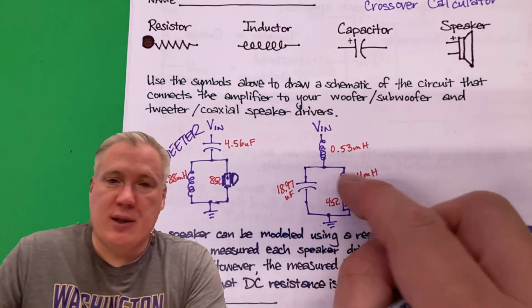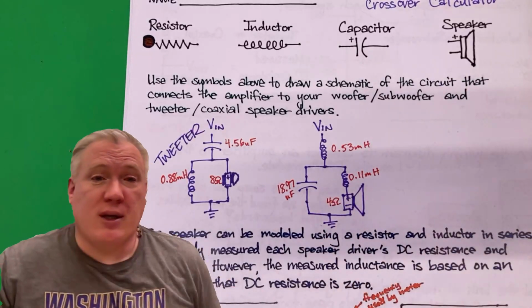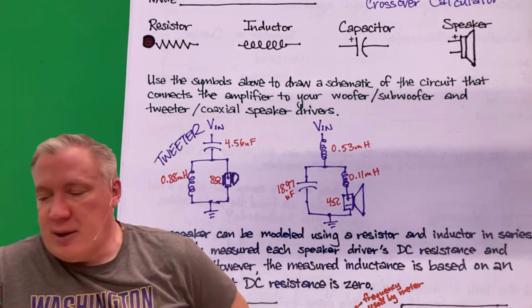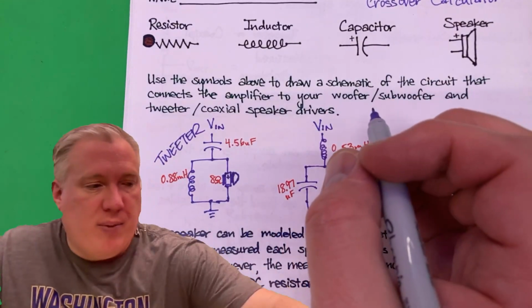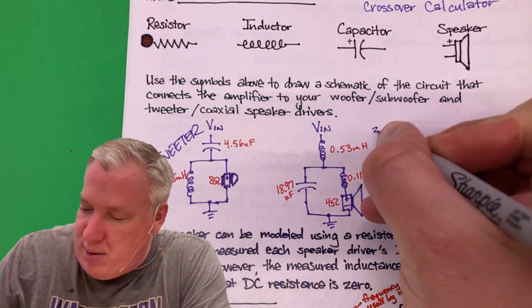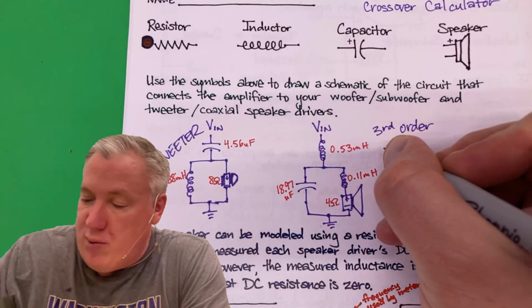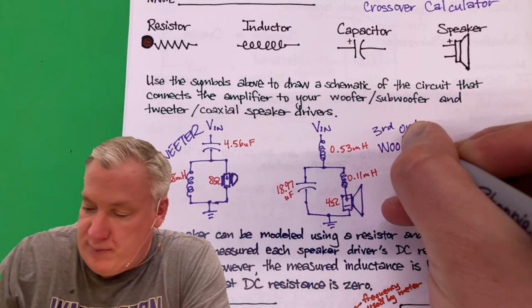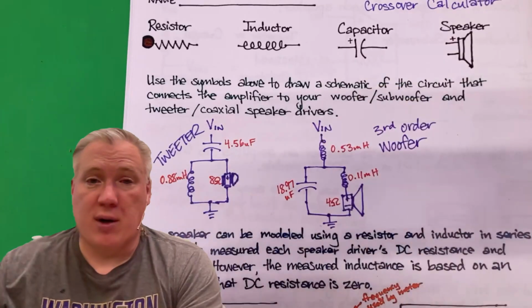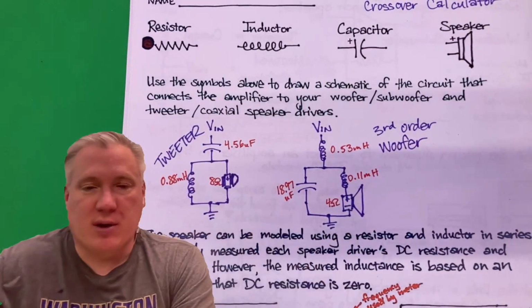And then this would be an example of a third order. So you have the option between second order and third order. This would be a third order, and it would be a woofer or low frequency. Okay. So again, work with your classmates to figure out what these are, and then we need to translate them into these sorts of schematics.